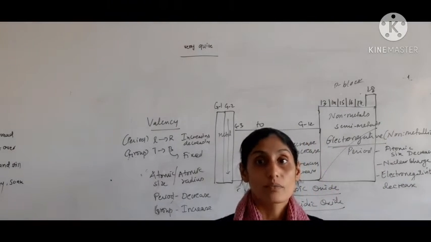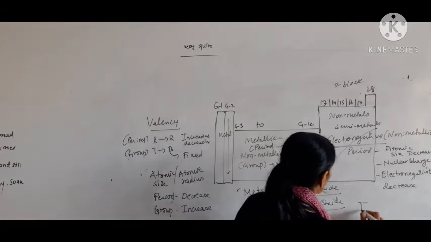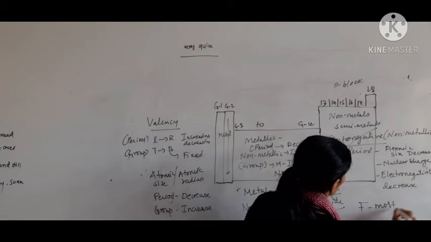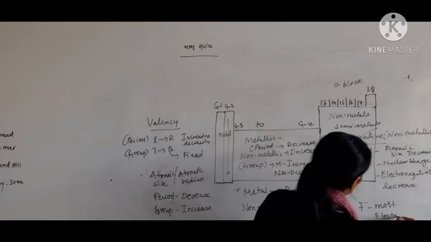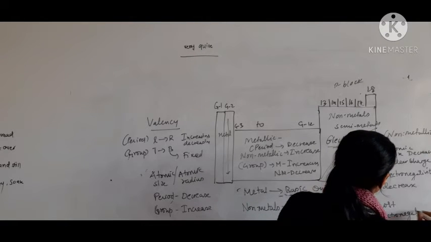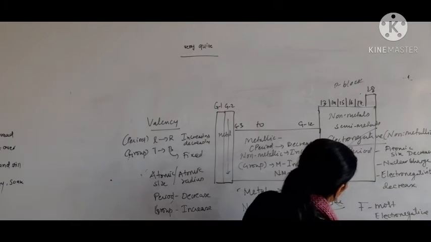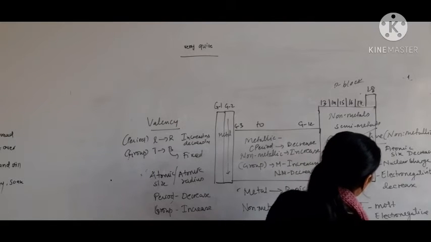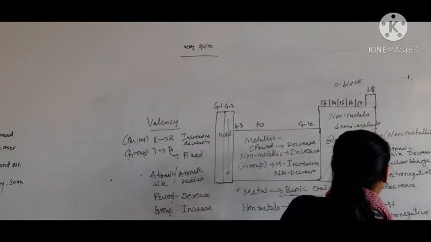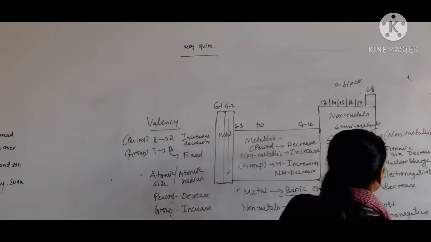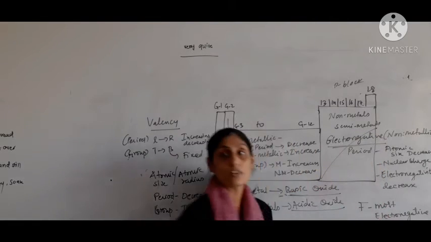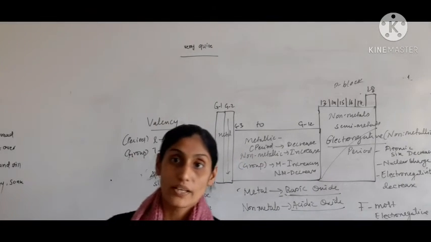That means when we talk about fluorine, fluorine is the most electronegative element among all 118 elements, and cesium is least electronegative element, or you can say that is the most electropositive element. So this is all about the particular periodic property.